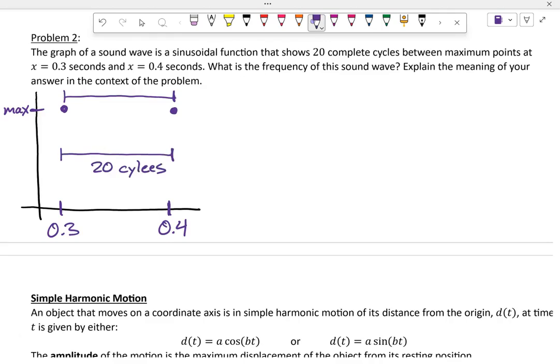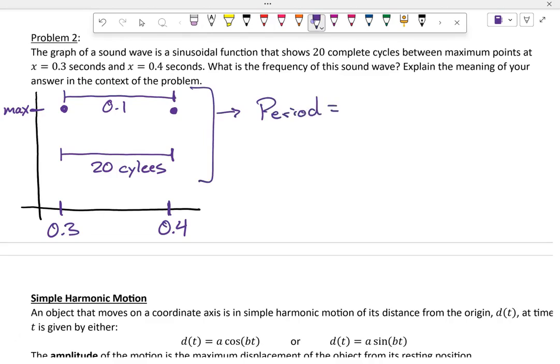What is the length between 0.3 and 0.4? What is that distance? 0.1. So how can I find out? Normally we would say that is our period, but it's not, because I'm not doing 1 cycle. If I did just 1 cycle, then I would say, yeah, that's my period. Bam, done. But it's not, because I'm not doing 1 cycle. So how can we figure out our period?